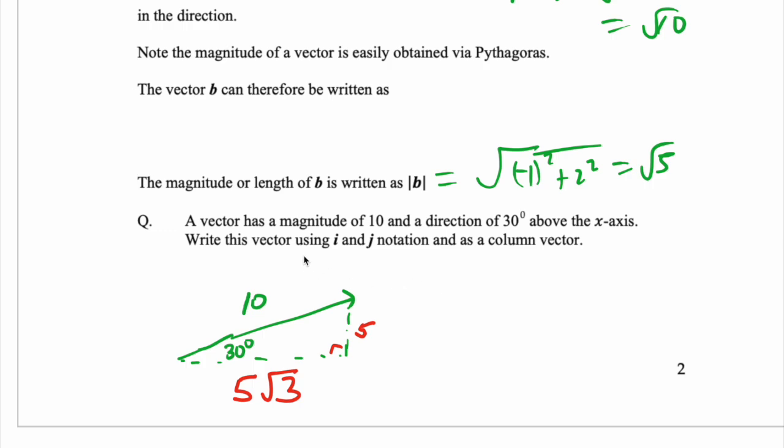So write this using ij notation. Okay, so we can represent that. Let's just call it C equals the x direction. It's, oh, actually we don't want to call it a vector. We want the ij notation. So it's 5 root 3i plus 5j.